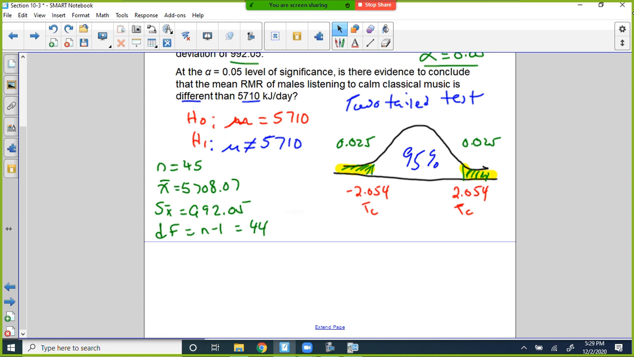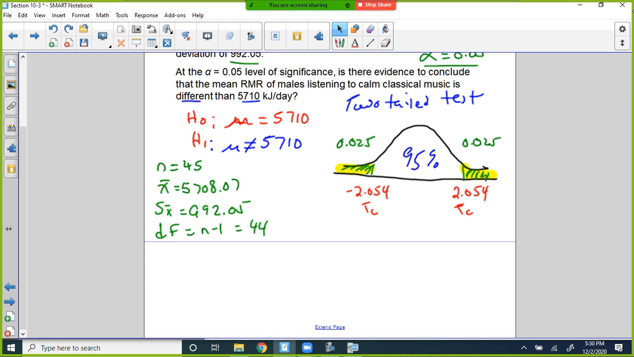Here's this. Let me write this down, and hopefully you're writing this down too. N is 45. Mu sub 0, we need the mu sub 0, and that is up in the null hypothesis. That's the 5710, okay? X bar is 5708.07. Standard deviation of the sample is 992.05, and degrees of freedom equals 44, and the N said was 45.